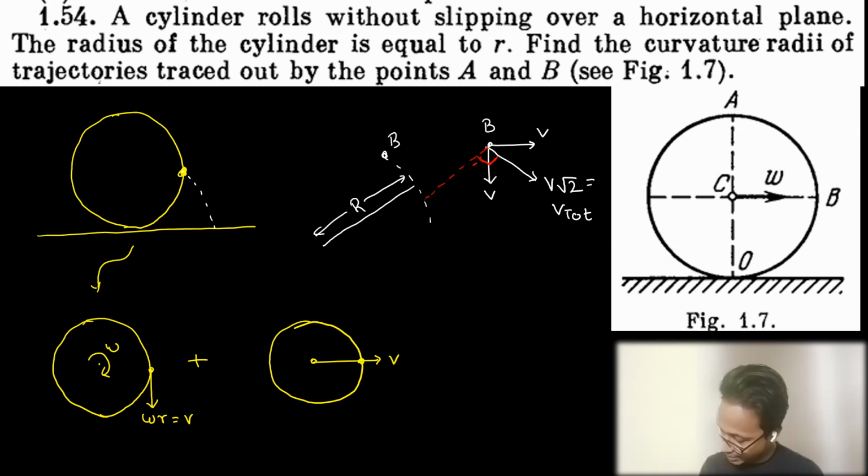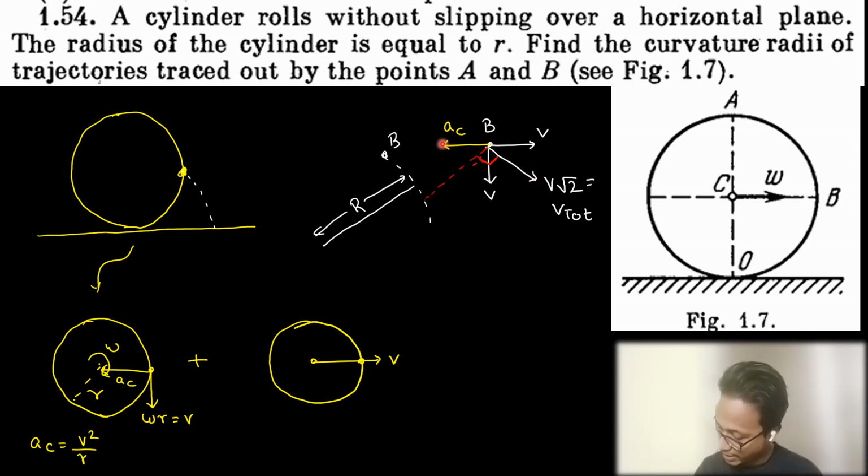Is there any acceleration present out here? No. Is there any acceleration present out here? No. Is there any acceleration present out here? Yes. The acceleration is centripetal acceleration along this direction. The centripetal acceleration equals v square by r, where r is the radius of the cylinder. So the total centripetal acceleration we have available is along this direction, but we need a component of acceleration that is perpendicular to the total velocity.